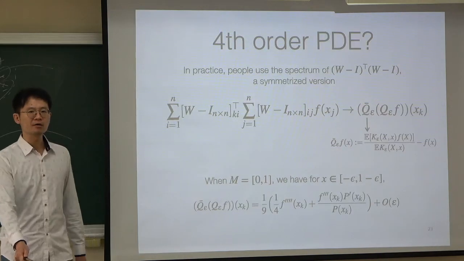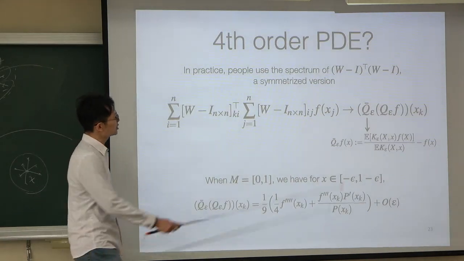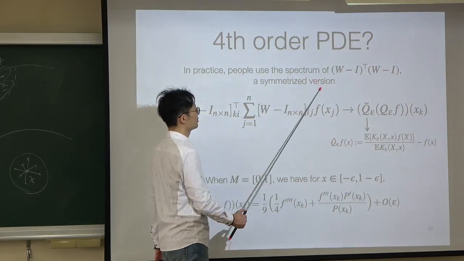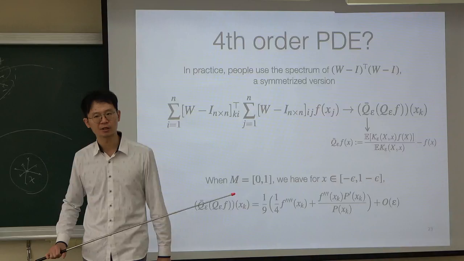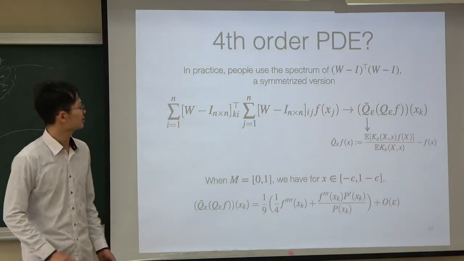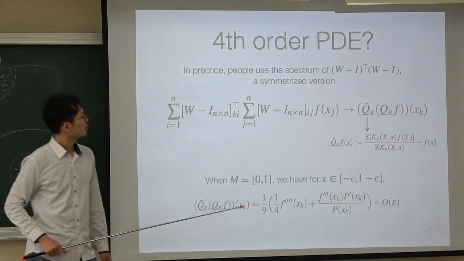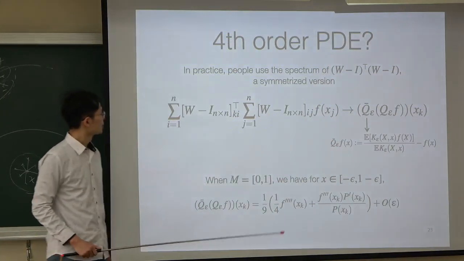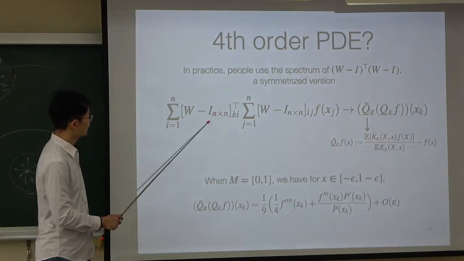Second, if you go to the very original LLE, you may say, hey, look. In the very original LLE, the authors suggest considering (W minus I) transpose (W minus I), which is a symmetrized version, and running the eigenvalue decomposition. But you just analyze its W minus I part. So what if you consider the original one? What will happen?